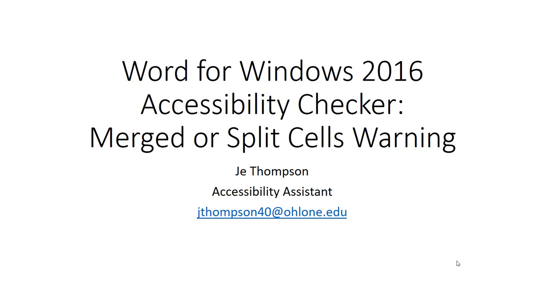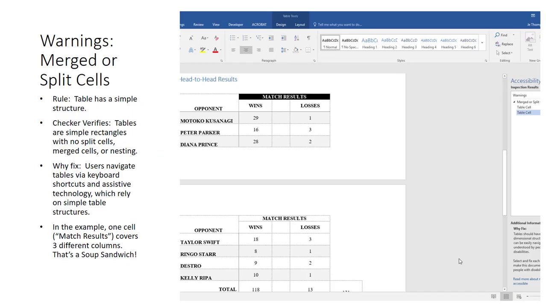Today we're going to talk about the merged or split cells warning in Word for Windows 2016 Accessibility Checker. Warnings: Merged or split cells. Rule: Table has a simple structure. Checker verifies: Tables are simple rectangles with no split cells, merged cells, or nesting.